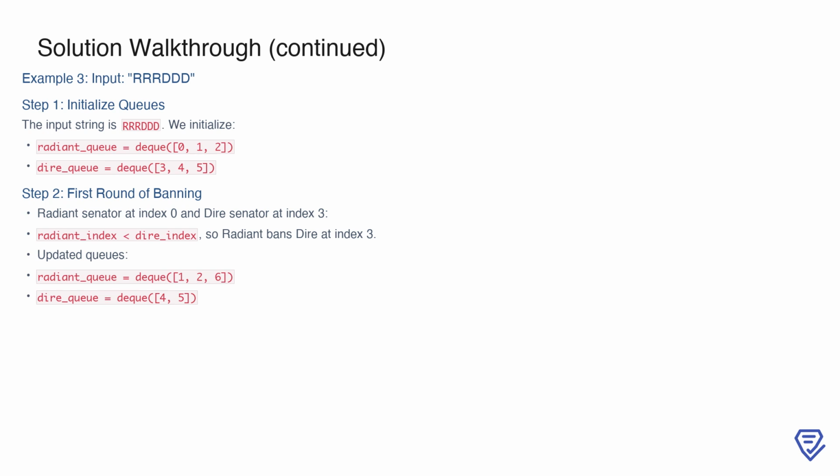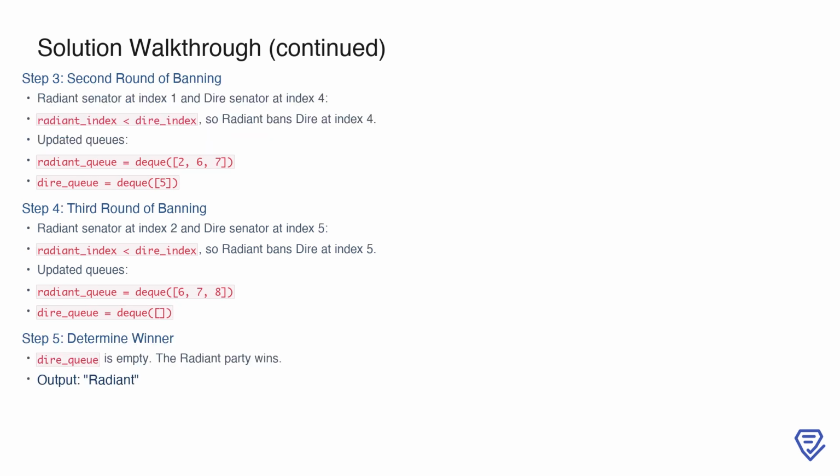In the first round of banning, the radiant senator at index 0 and the dire senator at index 3 are dequeued. Since the radiant senator's index is smaller, it bans the dire senator at index 3. The radiant senator is re-enqueued with a new index of 6, resulting in an updated radiant queue of 1, 2, and 6. The dire queue now contains 4 and 5.